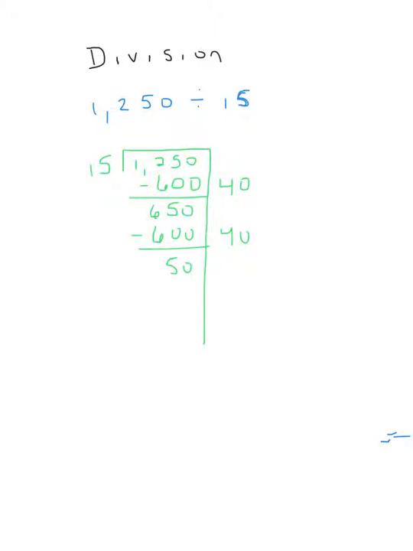Leaves me with 50. I know 15 threes is 45. So ultimately I have a total of 83 with the remainder of 5. That's assuming we didn't make a mistake. So let's double check ourselves, make sure an error wasn't made.